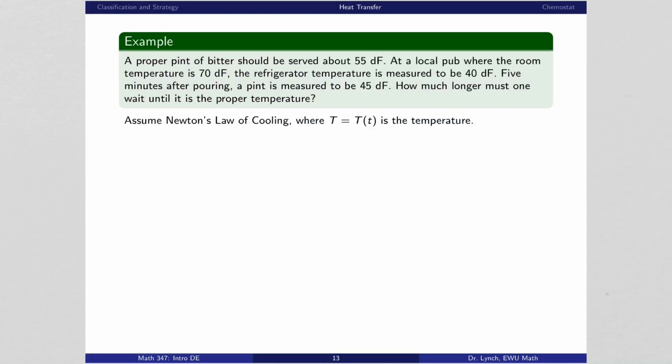Okay, so this is the famous proper pint of bitter problem. A proper pint of bitter should be served about 55 degrees Fahrenheit. The local pub has a room temperature of 70 degrees Fahrenheit, and the refrigerator temperature is measured to be 40 degrees Fahrenheit. So 5 minutes after pouring, we see that the temperature of the pint is 45 degrees Fahrenheit. And the question here is, how much longer do we have to wait until our pint is at the proper temperature? That is, how much longer until the temperature reaches 55 degrees.